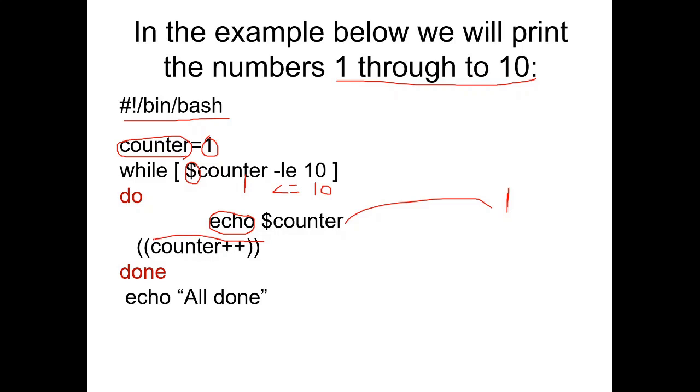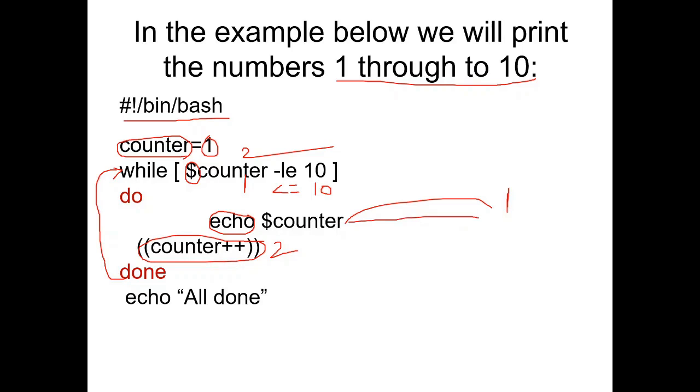Then we are going to increment here. This is one way to increment the value of counter. Earlier it was 1, now it is going to become 2. Then from done it is going back to the condition again. This time the counter value is 2. Now it is going to check 2 against 10. Yes, it is less than or equal to 10.